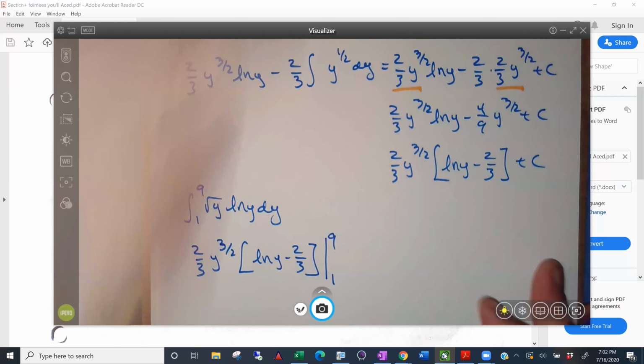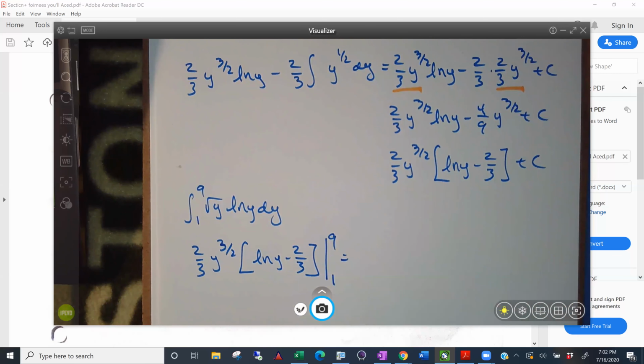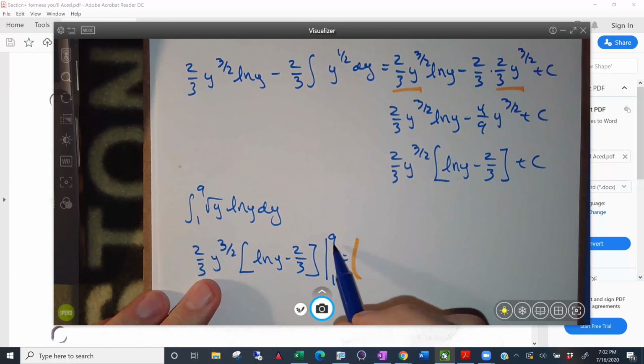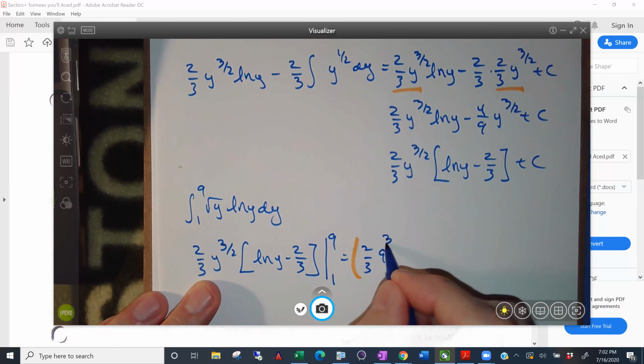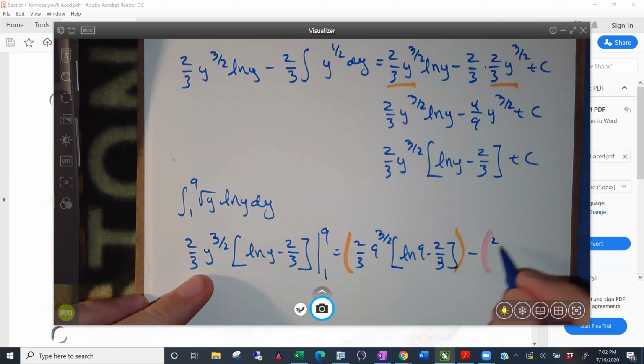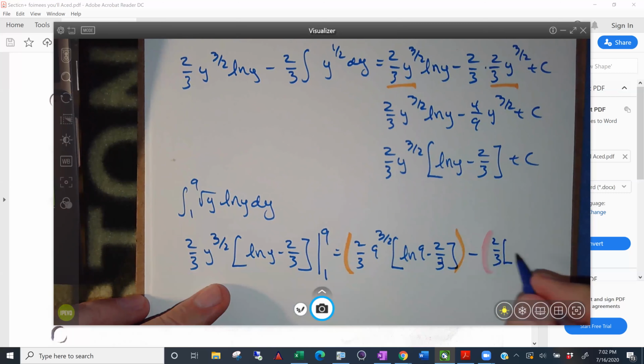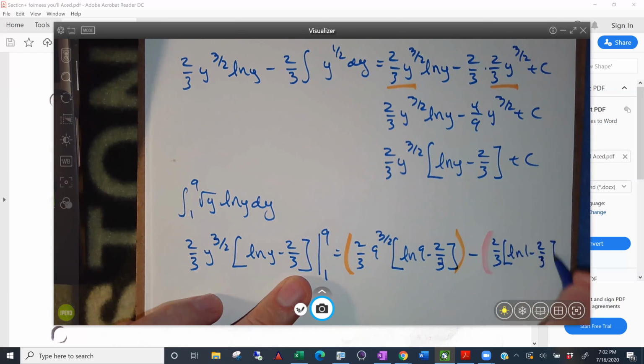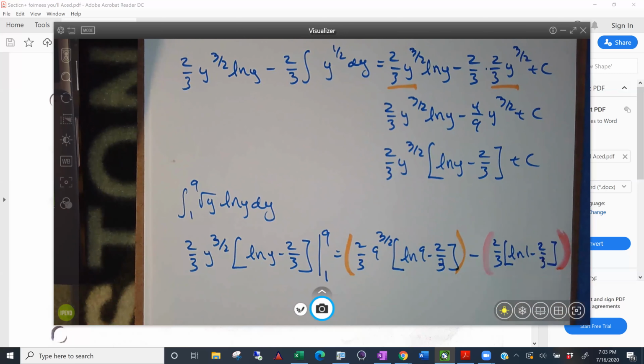And let's see what happens when we put in those. So for the first one, it's going to be 2/3 of 9 to the 3/2 times ln of 9 minus 2/3. So that's our upper limit minus the lower limit. And at least in the lower limit, we'll get a little bit of a break. We're going to be putting in a 1 here. So this is going to be 2/3 ln of 1 minus 2/3. And the nice thing for us here is that ln of 1 is 0. So let's get rid of that. That's 0. So I'll end up with minus 2/3 times minus 2/3. It'll be a plus 4/9 there.